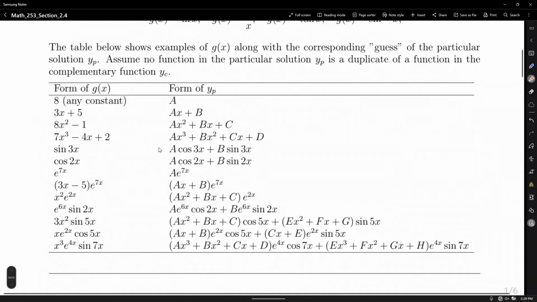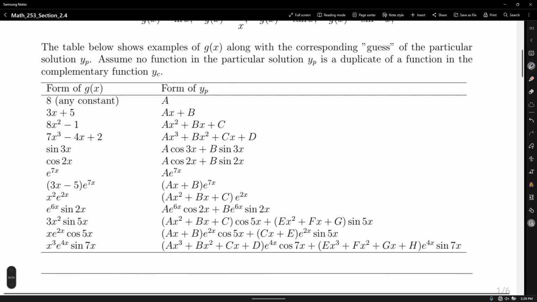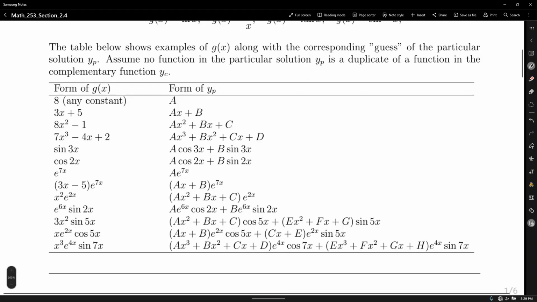Well, number one, let's say the right-hand side of the differential equation is just a number, like the number a, like 5, or maybe 7, maybe pi, maybe e, whatever. The form of y p is just a constant A. That's all it is. Let's say what we have on the right-hand side is maybe a linear function like 3x plus 5, or maybe just 7x without the constant term. Well, even if we're missing a term, we need to write the generic linear polynomial along with its corresponding constants.